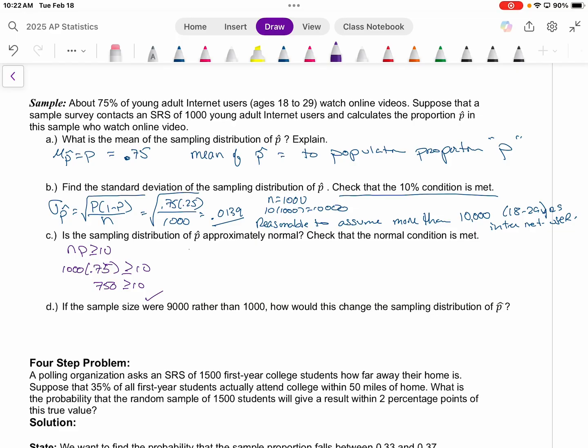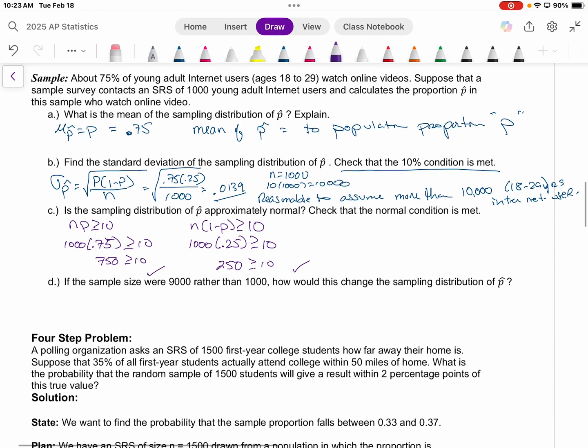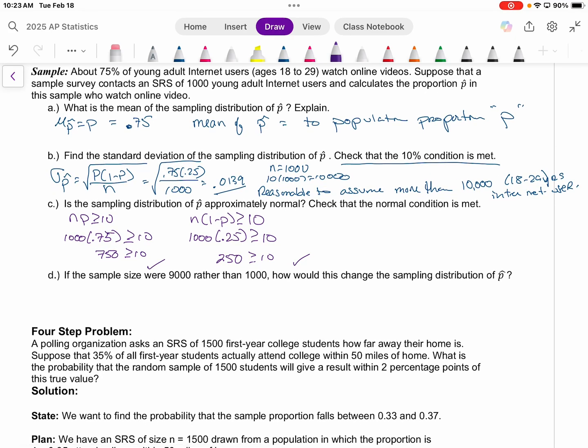Then we also have to check, is n times 1 minus p. Remember, we just can't assume, since one is, the other one is. We have to show the work. Again, if you don't show the work like this, they don't have to give you credit when you say, yes, we meet the approximately normal condition. This is a very minute amount of work, so we need to make sure we do it. We show all work. In both cases, we met it, so the normal condition is met.